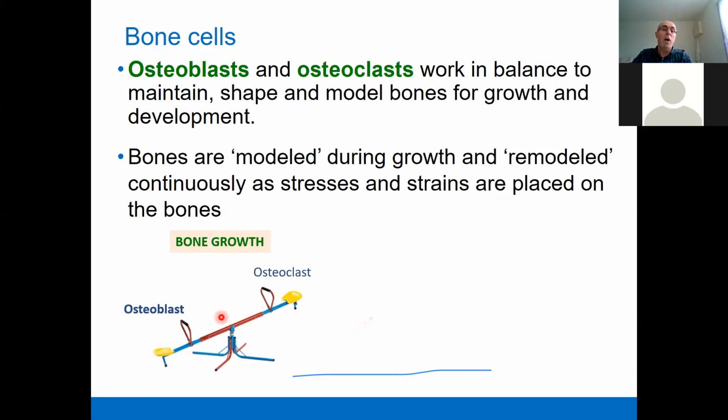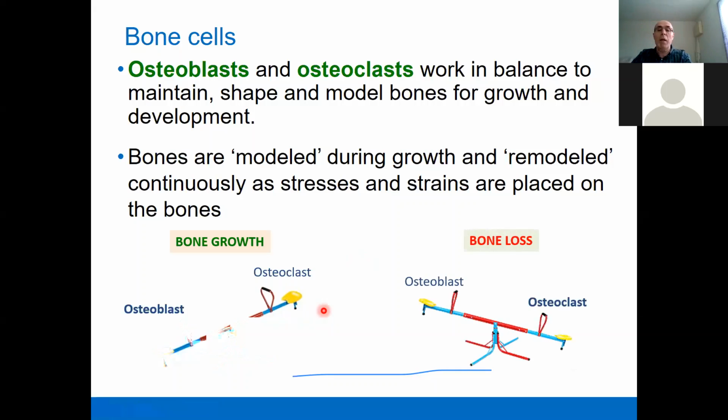Okay, as you see here, once osteoblasts are working harder than osteoclasts, bone will grow, because osteoblasts build bones. However, when osteoclasts work harder than osteoblasts, then we lose the bone. The balance between the two types of cells is really important.